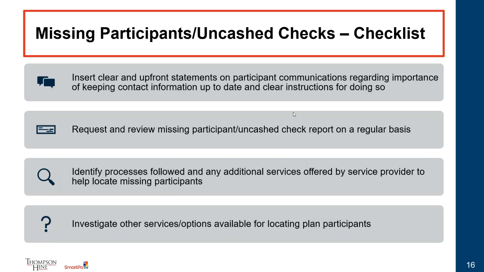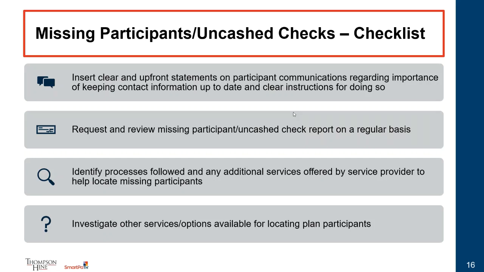So with that, what are specifically the things that you should consider doing to address this issue, to be prepared in the event you receive a request from the Department of Labor regarding the plan's missing participants or uncashed checks? Kind of in no particular order, one thing you should be doing is making sure that on most, if not all, participant communications, there's a clear and upfront statement regarding the importance of keeping the plan up to date with changes in contact information, and a very clear instruction on how participants do that.